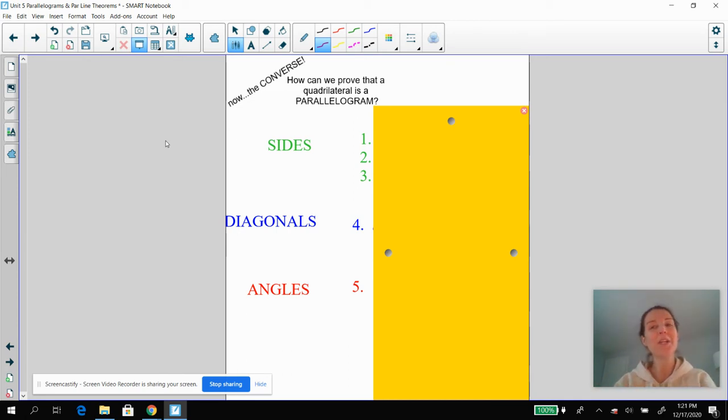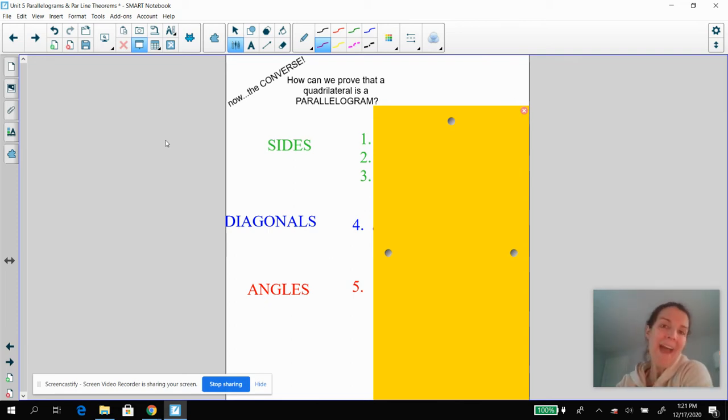Now, as always, we're going to do the converse, right? So now I give you a random quadrilateral, and you don't know necessarily that it's a parallelogram. How do you think you can prove that something is a parallelogram? I want you to pause the video and think about it. I broke it into chunks for you.